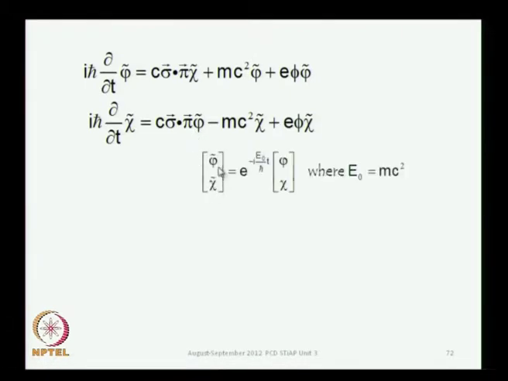What we now do is to extract the major time dependence in phi tilde and chi tilde in this harmonic term, e to the minus i E0 t by h cross, where E0 is the rest energy of the particle.